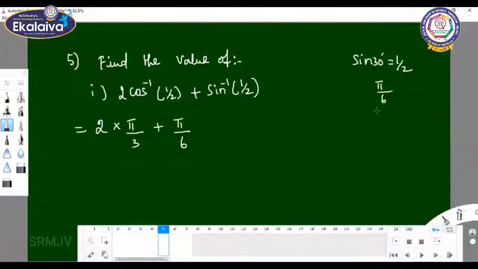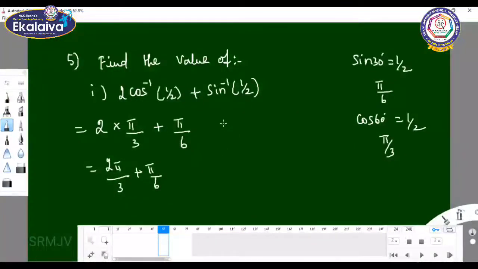That 30 we have written in the form of pi by 6, since 180 by 6 is 30. The same way, cos 60 degree equals 1 by 2, and that 60 is pi by 3. So it gives 2 pi by 3 plus pi by 6.